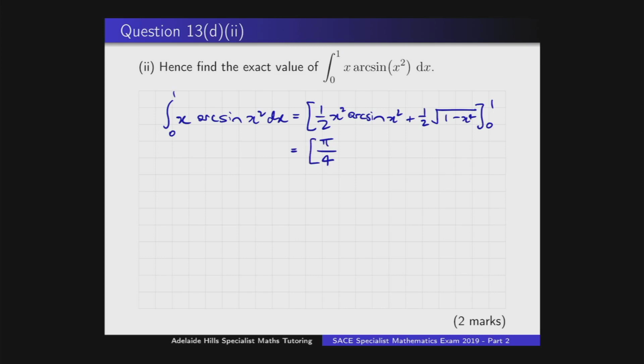Now, at the lower endpoint we've got x equals 0. In the first term, it's got an x squared out the front, so it's going to go to 0. We don't have to worry about that. The second term is just going to be the square root of 1 times a quarter, so that's just going to be a quarter. And so we're going to have to subtract that.